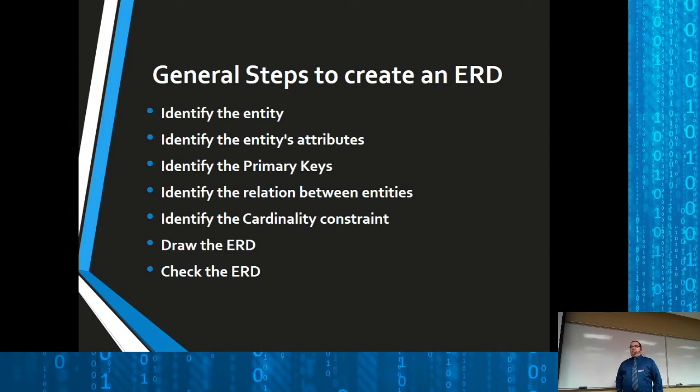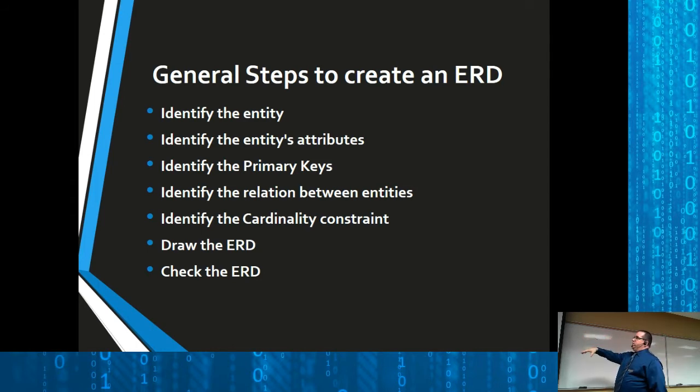Yes. And the circle means optional all the time. Yes, you can only ever have the one. And if you have a crow's foot, it means one or more. And if it's a zero, it means it could be zero, one, or more. No. You have two symbols at each end and only ever two symbols at each end. Okay? Now, the general steps for creating an ERD, now that we've gotten past the crow's foot thing.